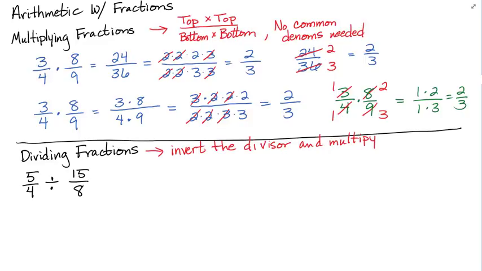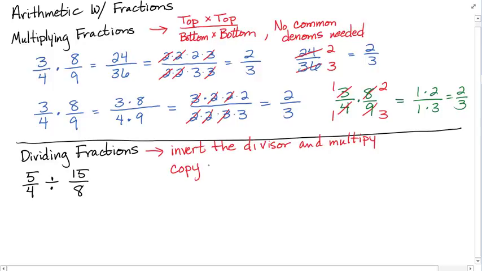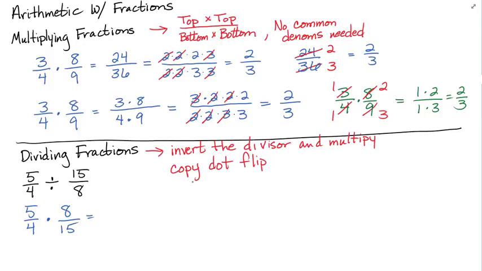Let me put an even more informal method down there. Copy the first fraction. This is how you can do division of fractions. Copy the first fraction. I'm going to write this down. Copy dot flip. So here's what this means. Copy the first fraction. Put a dot to indicate multiplication. And flip the second fraction. And that is the same as invert the divisor and multiply. So we are now to a multiplication problem, which we said was the simplest thing we can do with fractions pretty much. And so we run through the procedure.